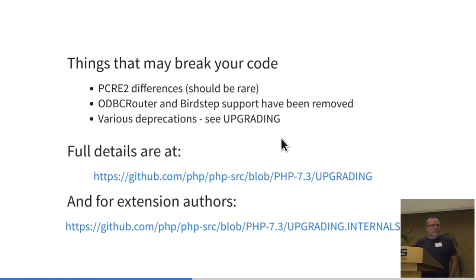So things that might break your code if you upgrade to 7.3, PCRE2 should be rare. I haven't found any breaks, and I manage the code at Etsy, and we have millions and millions of lines of PHP code. This particular change didn't break anything for us, but it depends how weird your regular expressions are. If you're relying on old ODBC router or BirdStep, and pretty much everyone in this room doesn't know what that is, great, you don't have a problem.